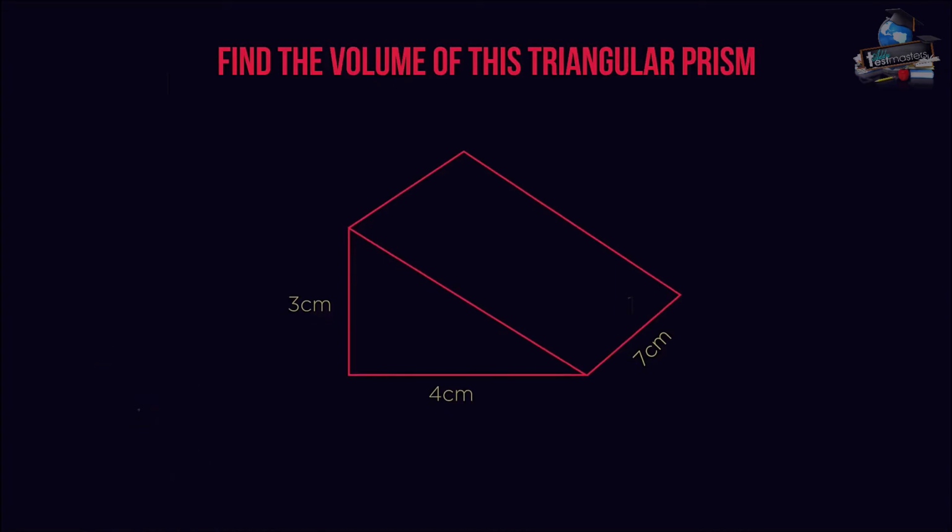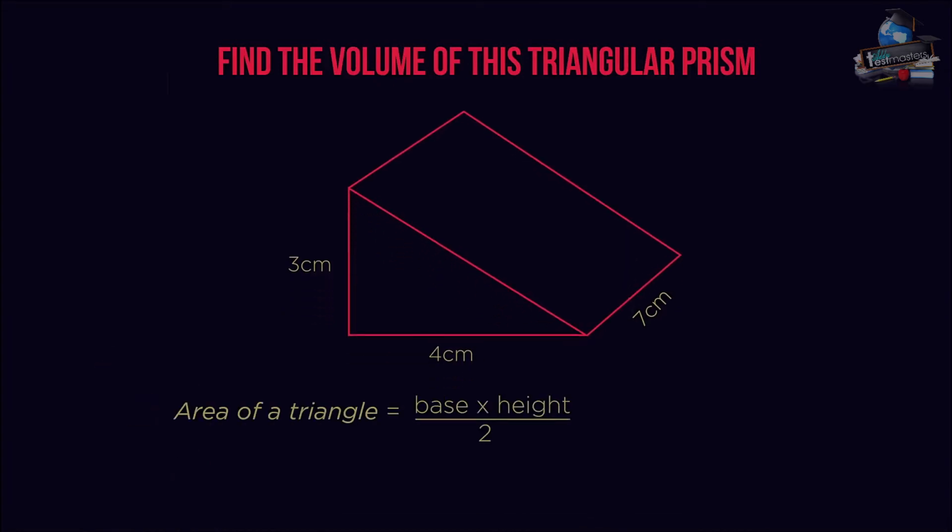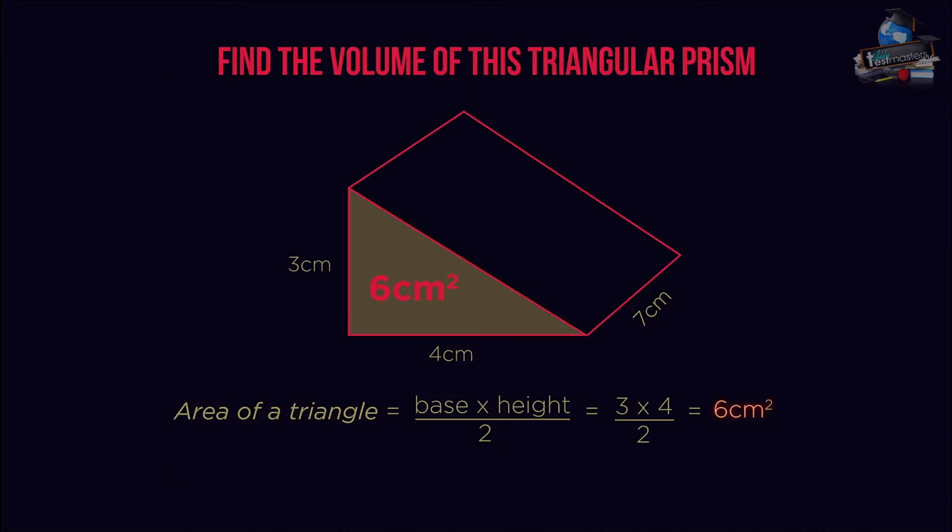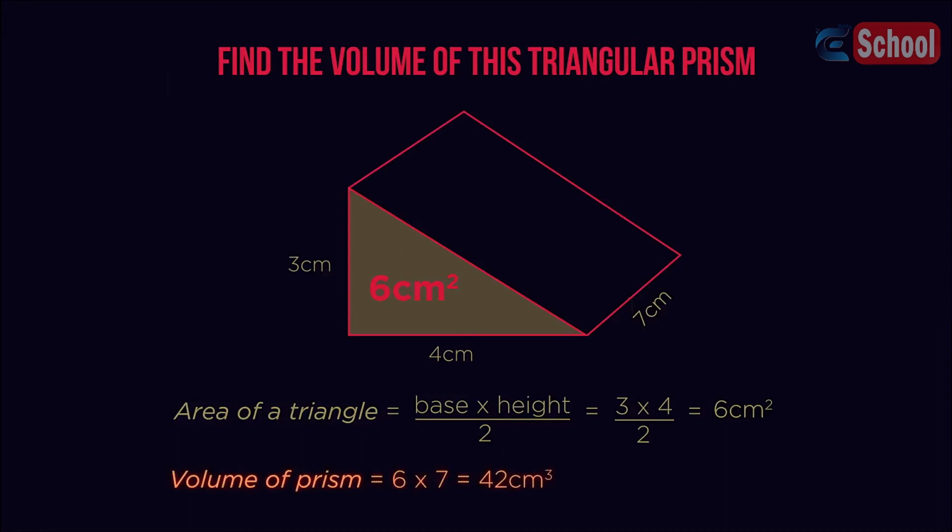So the area of a triangle is base times height divided by 2. This gives a cross-sectional area of 6 centimetres squared. Then multiply that by the depth, so 6 times 7 is 42 centimetres cubed. Now for the last shape in this video.